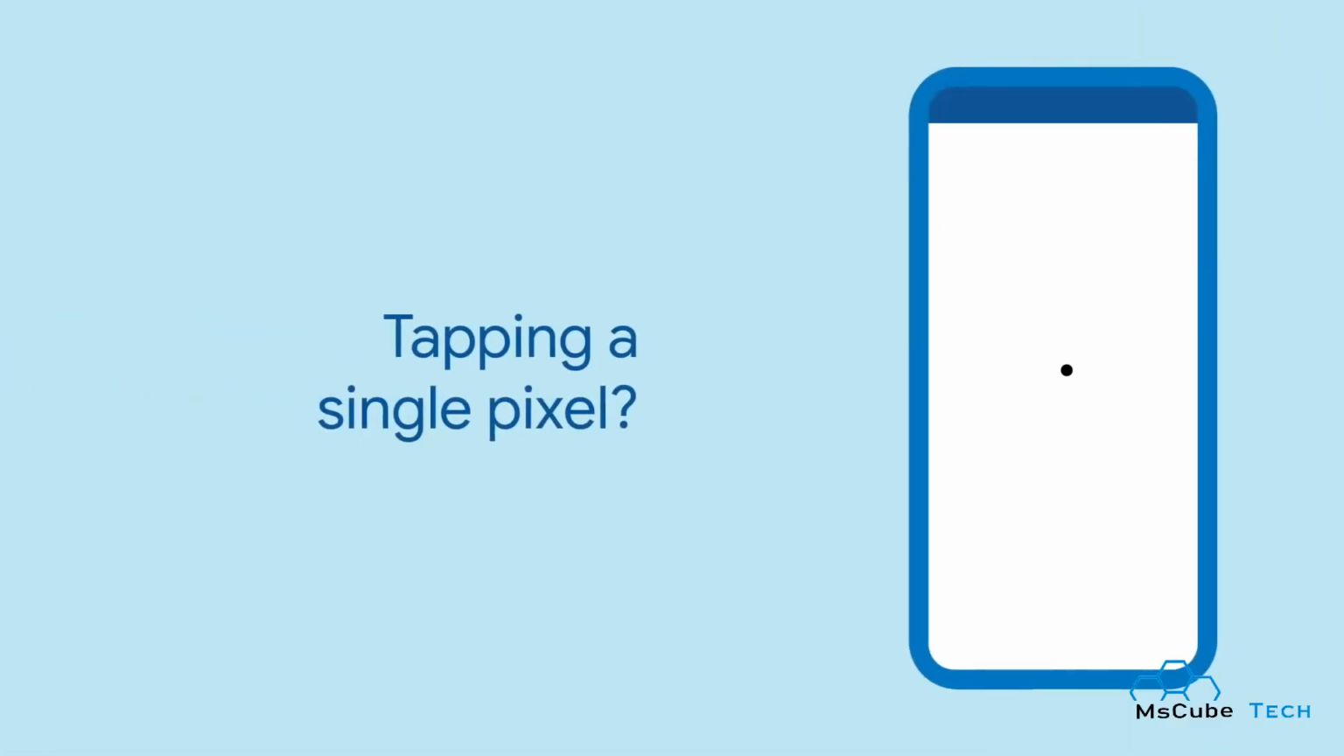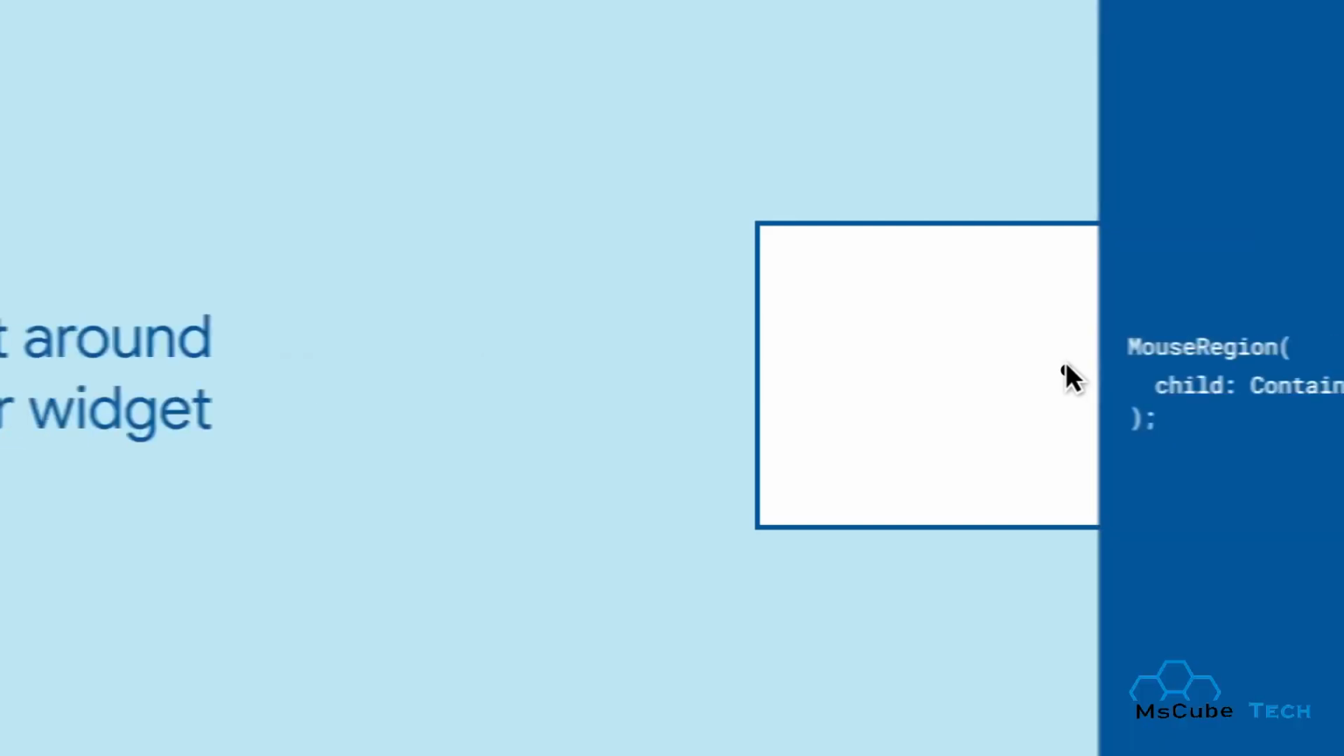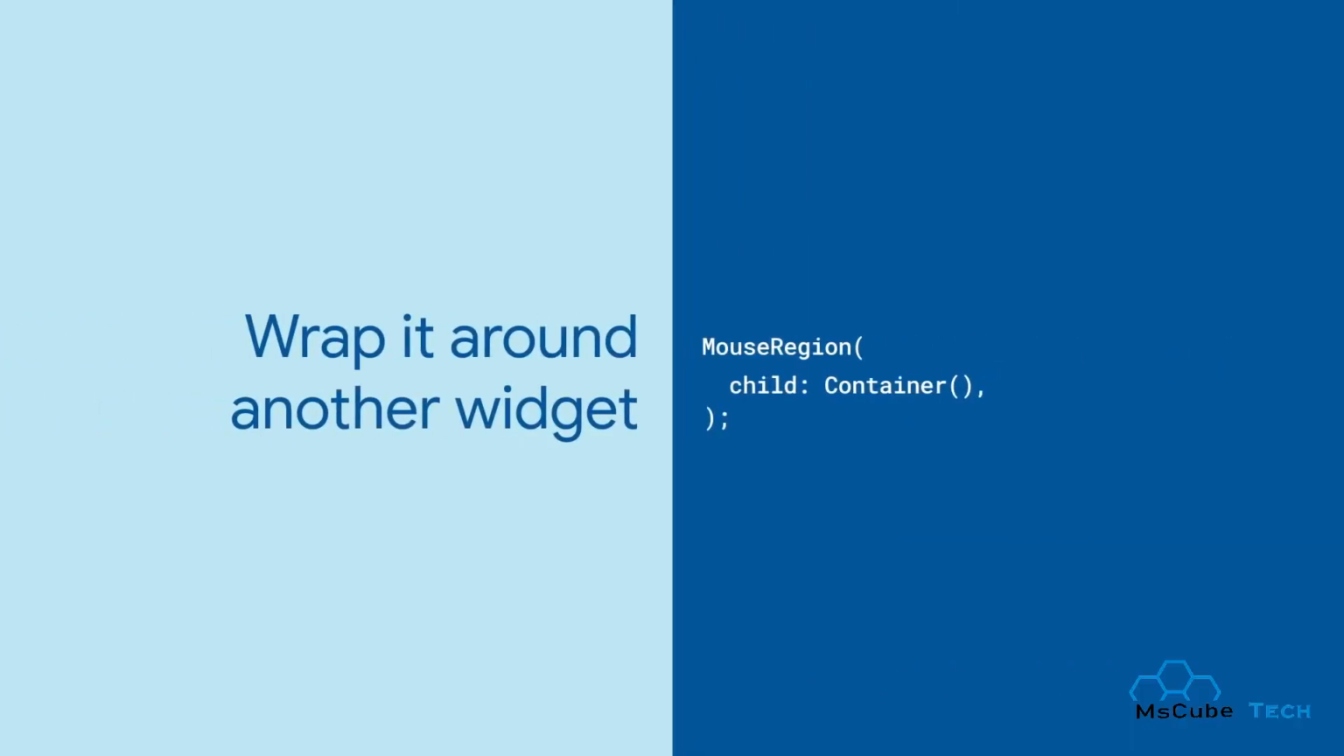When interacting with a phone, your input mechanisms are pretty limited. Have you ever tried to tap a single pixel but not the pixels around it? That might be impossible on a phone, but on other platforms we have something else, a mouse. To know if a mouse is within a particular area, use the mouse region widget. Just take the widget that should be aware of mice and wrap it in a mouse region. Then you'll be able to know if a mouse is within that region.